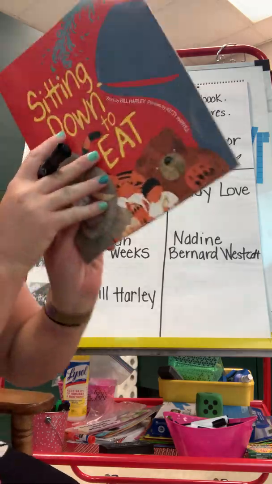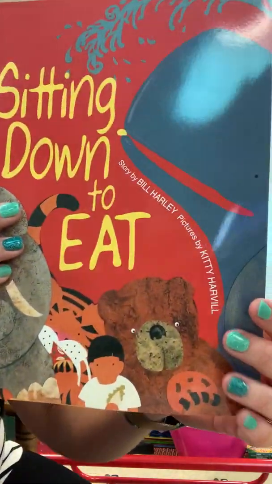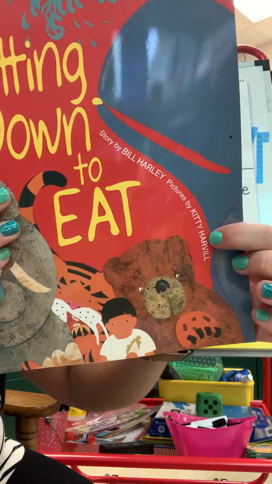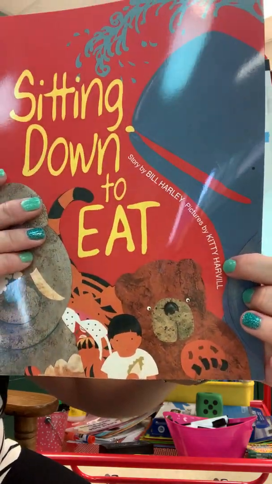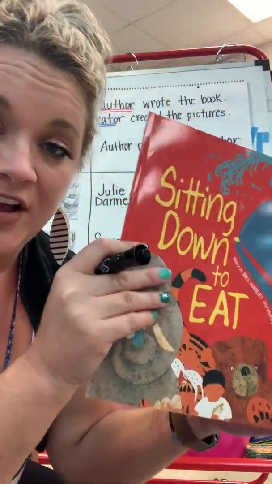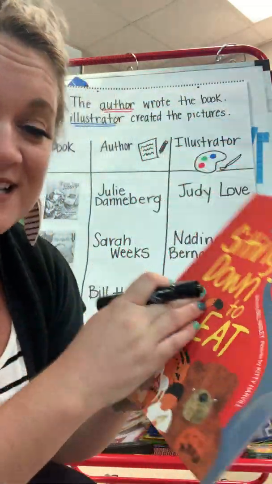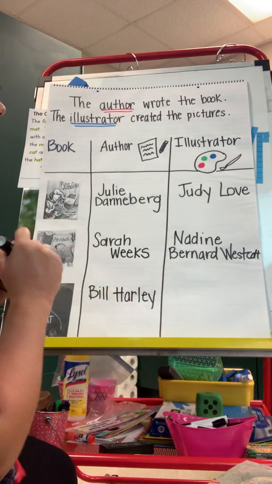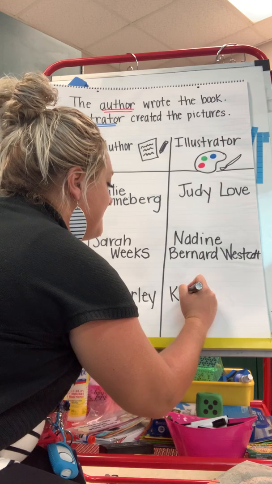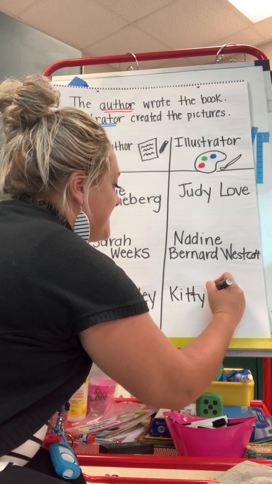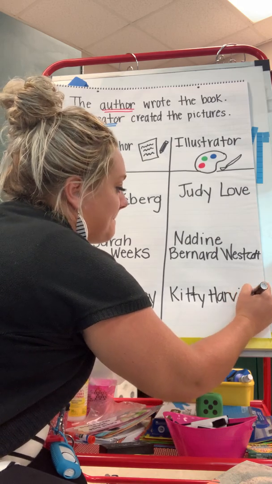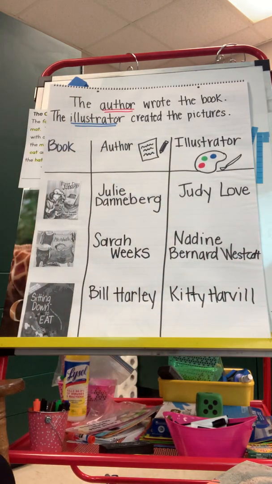All right. And then our pictures are by Kitty Harville. Yes, Kitty is her name. So she is the lady who illustrated all of the pictures in Sitting Down to Eat. So I'm going to write her name down.